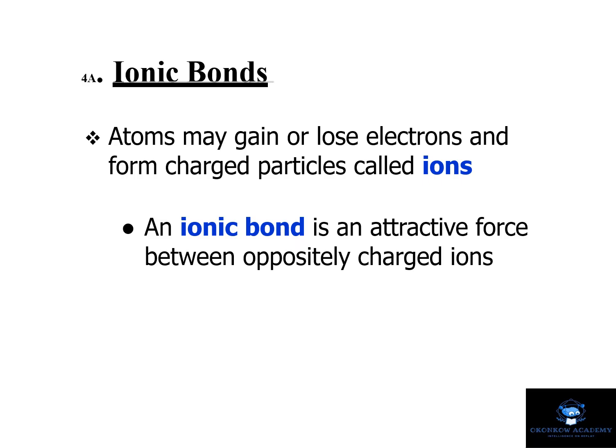Let's now look at ionic bonds in more detail. Atoms can gain or lose electrons to form charged particles called ions. A cation is positively charged; it has lost electrons. That's the definition of a cation. And an anion is negatively charged, which means it has gained an electron or electrons.